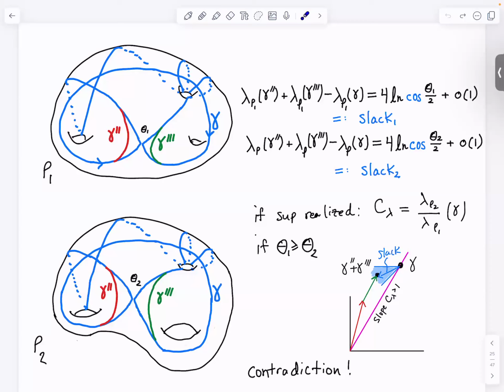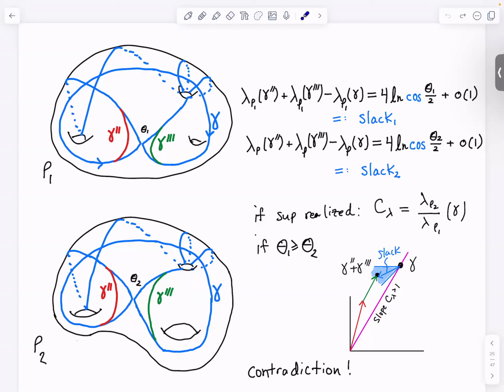You pull those tight in both hyperbolic structures. You now measure the difference in total length up here. And now the slack is, up to an error term going to 0, 4 log cosine of the angle of intersection over 2. Sine is increasing for theta between 0 and pi over 2, so cosine is decreasing, thank you. Cosine is decreasing, so this is the right thing that we want for this situation here, theta 1 bigger than or equal to theta 2.